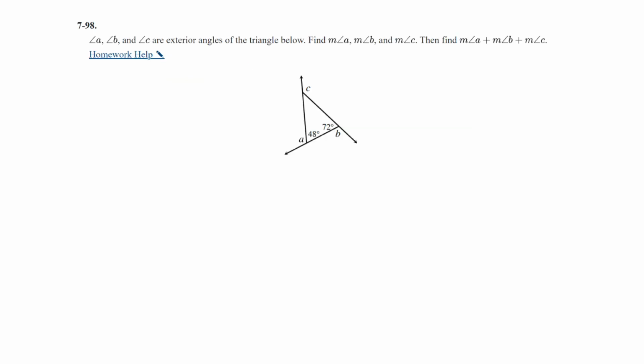Question 98, angle A, angle B, and angle C are exterior angles of the triangle below. Find the measure of angle A, the measure of angle B, and the measure of angle C, and then find the sum of all three of them.